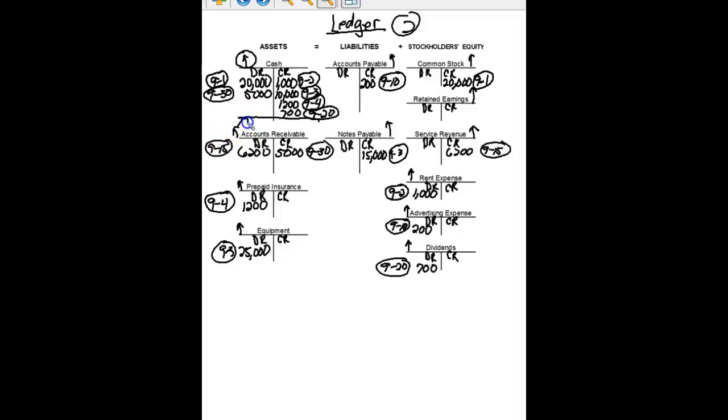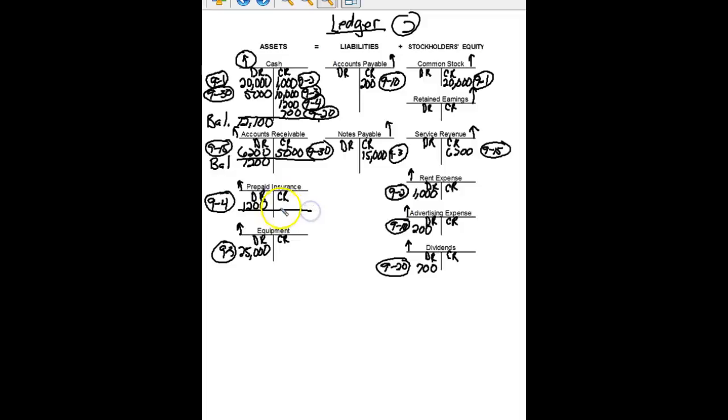So I'll have a balance of 12,100. And I'm just going to write BAL representing balance, 12,100. Let's go to accounts receivable and do the same thing. The debit is a positive number. The credit is a negative number for assets. So I'll take 6,200 minus 5,000. That's a positive 1,200 that goes on the debit side.